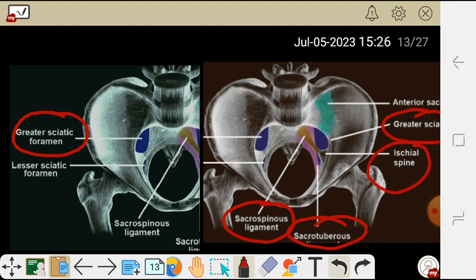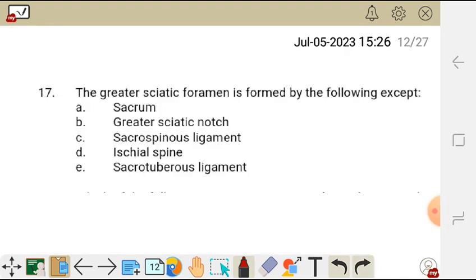Okay, so the greater sciatic foramen is formed by the sacrospinous ligament, the sacrotuberous ligament, the ischial spine and the greater sciatic notch. The correct answer, which is not part of the boundaries of the greater sciatic foramen, is A, the sacrum. The greater sciatic notch, sacrospinous ligament, ischial spine and sacrotuberous ligament are all part of it, except the sacrum.